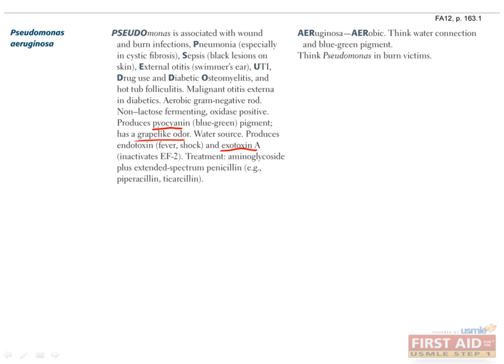Pseudomonas also contains many enzymes, such as elastase and alkaline protease, that can disrupt connective tissue and allow for easy spread of the organism. Finally, Pseudomonas is resistant to many antibiotics, and therefore antimicrobial therapy should be chosen wisely. It is usually a combination of an aminoglycoside and an extended-spectrum penicillin.